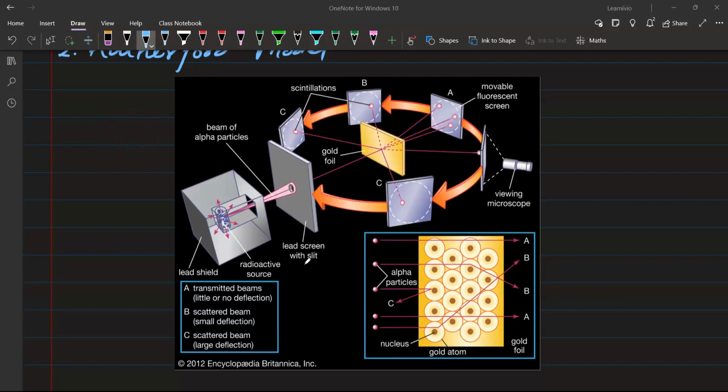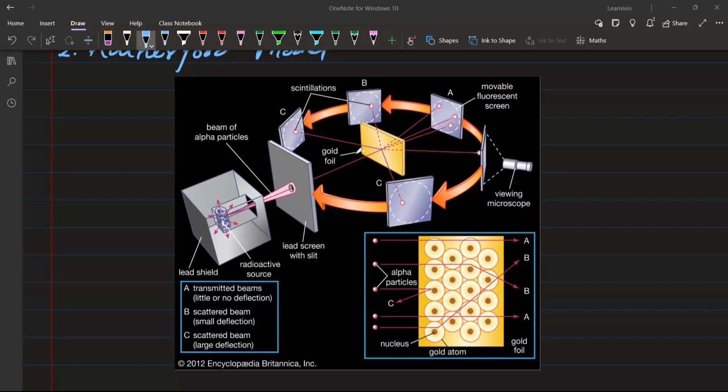Now we had a lead screen with a very small slit here. The lead screen was used because if there are any extra alpha particles, lead has the property that it will absorb them, and they will not reflect back here and there. Now we pass through the lead and reach a gold foil. The gold foil he took was very thin, like aluminium foil.